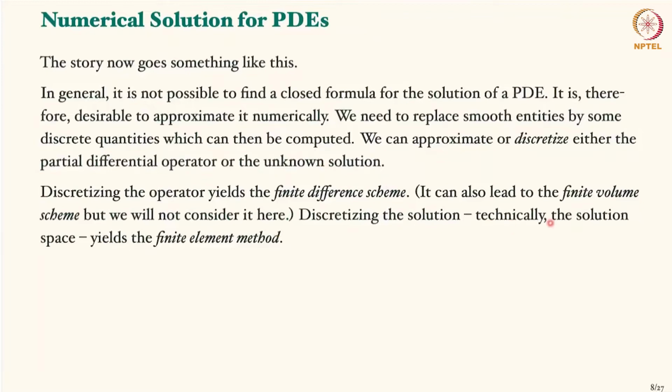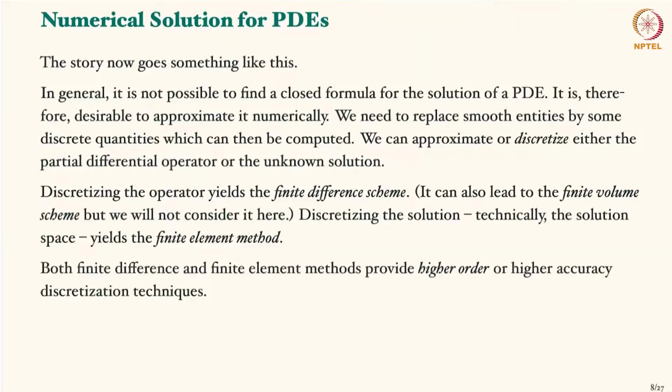Technically it's not the solution that we are discretizing. We are discretizing the solution space, the space of L2 functions which are twice differentiable. That's what I mean. Both these methods can give you very high order, or highly accurate, solutions. What that means is in some limit, as some limiting process becomes infinity or something goes to zero, these approximate solutions can be shown to converge to the true solution, even if there is no analytical solution that you can write down.